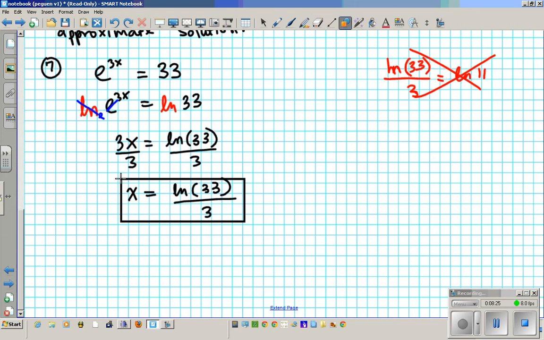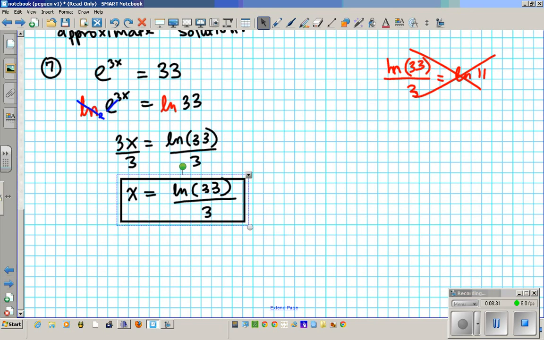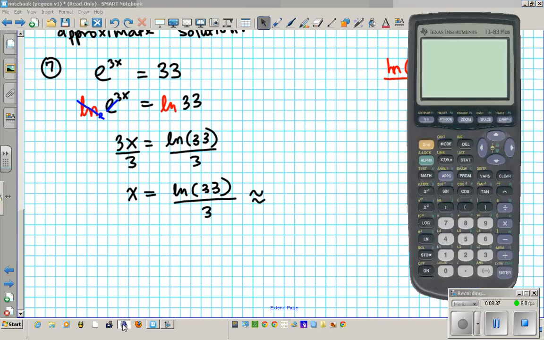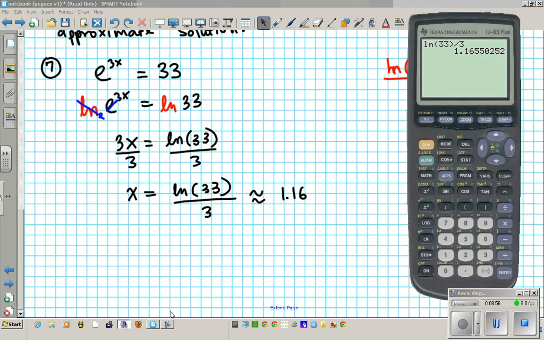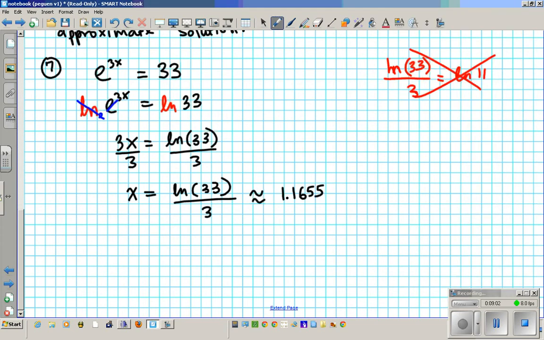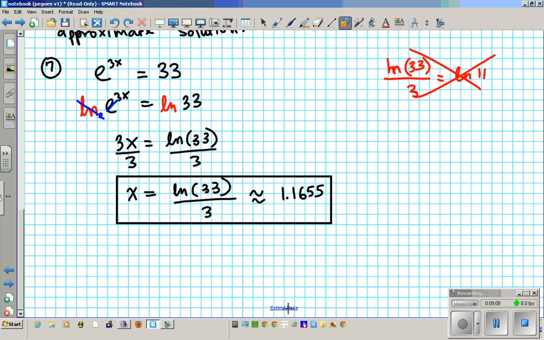And then your approximate result is going to be, let's see what the calculator says. Natural logarithm of 33 divided by 3. Answer is 1.1655. So just give me 4 decimal places, that's sufficient, okay? So there goes your exact, and this is your approximate solution. Alright, with that in mind, let's go ahead and try another example.